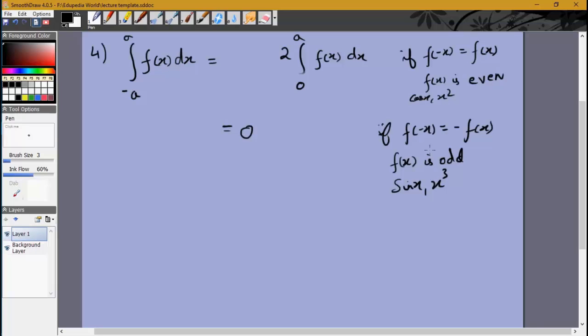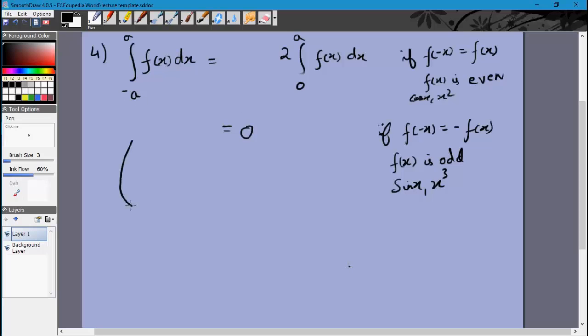And so if f of x is an odd function, then the integral from any negative value to its positive value, so from minus 5 to 5, or from minus 10 to 10, or from any other value, will be 0. And if it's even, it will be twice the integral from 0 to a, right? And the proof is quite simple.